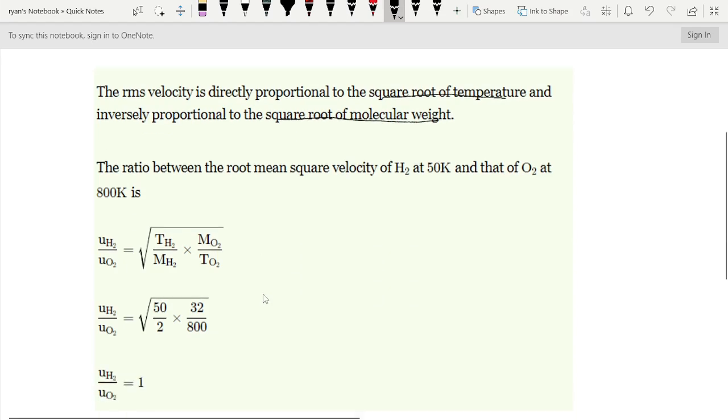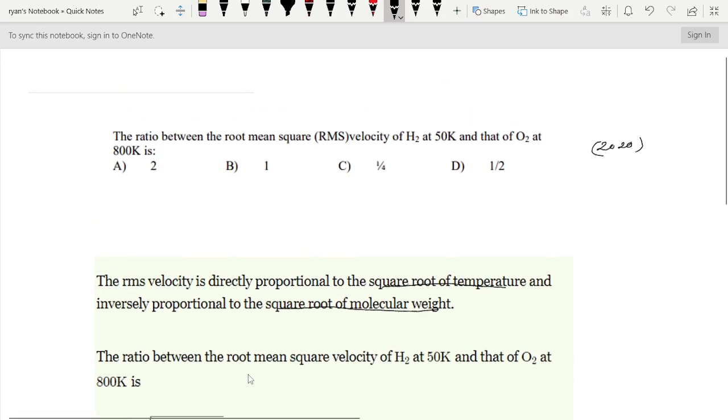Therefore, you will get the answer. The answer will be 1. For H2 the temperature is 50, the molecular weight of hydrogen is 2, the molecular weight of oxygen is 32, and the temperature is 800. Therefore, here the answer will be 1. So option B is correct.